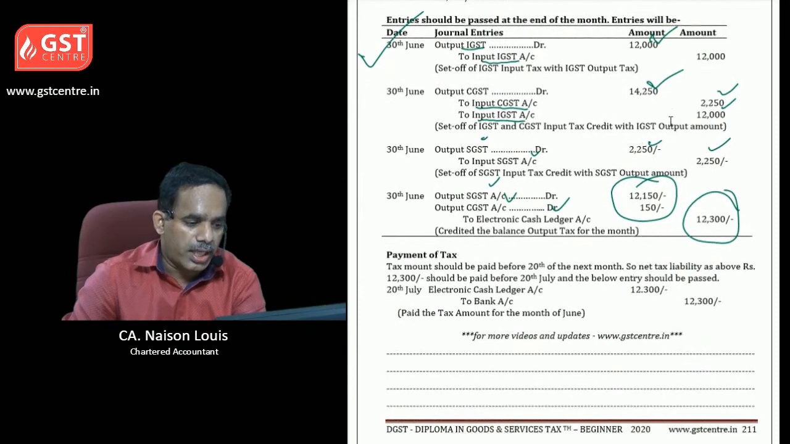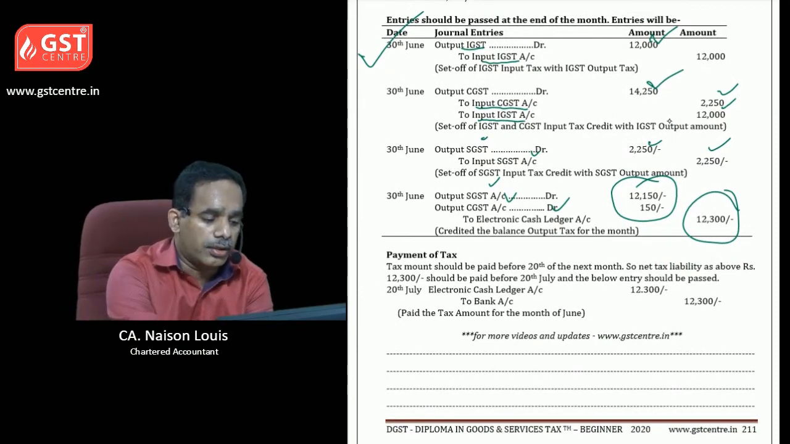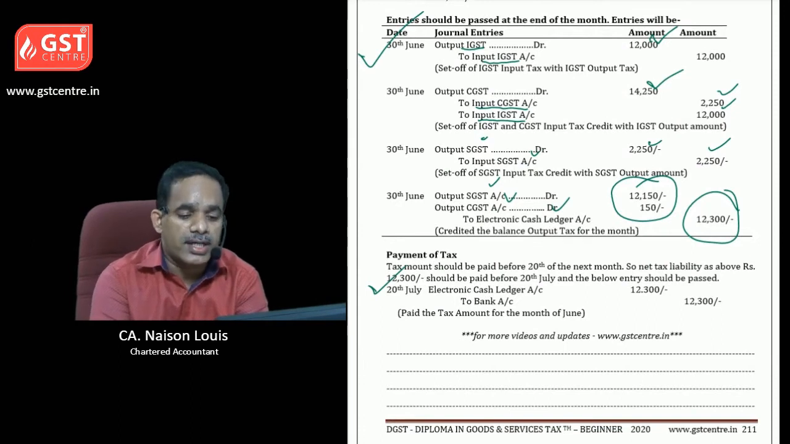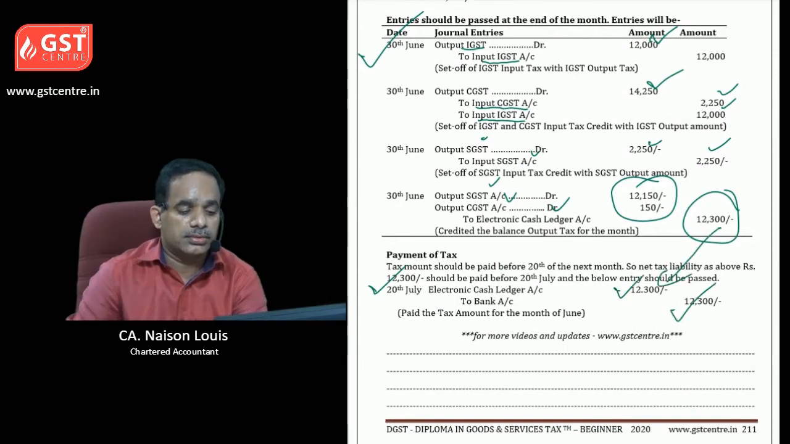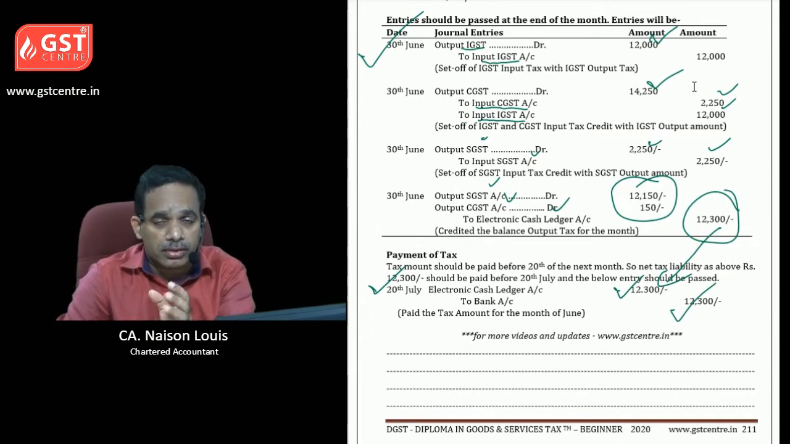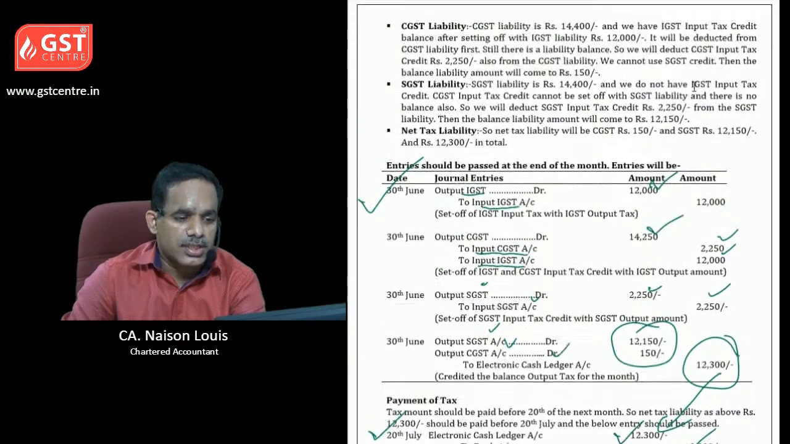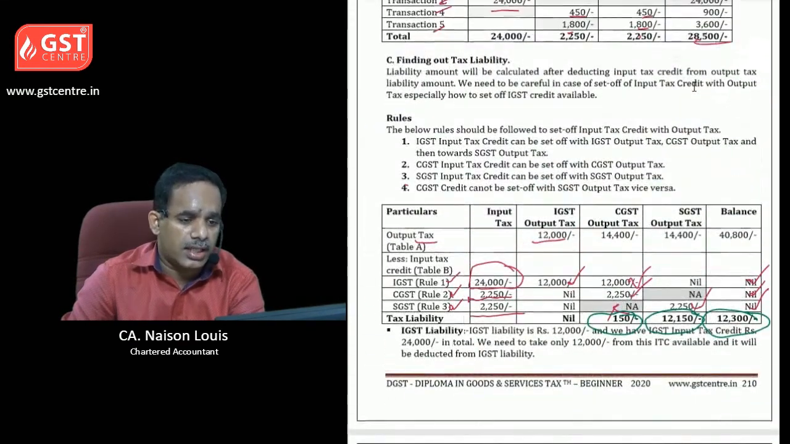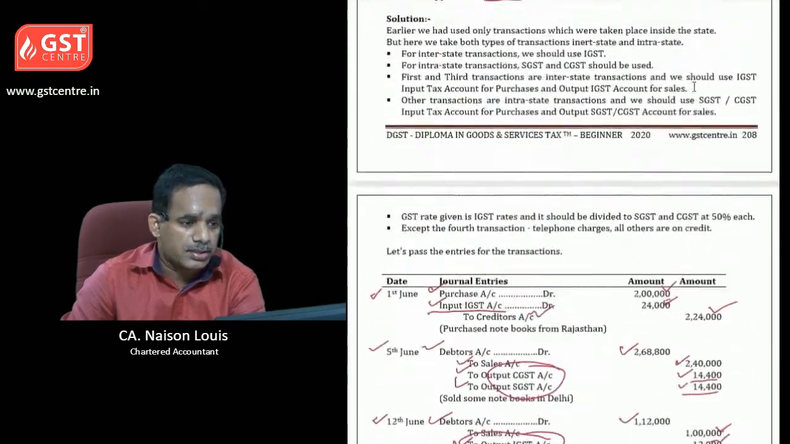Clear? Then payment of tax should be passed before or on 20th July. So what is the amount that is coming? It is 12,300. So electronic cash ledger account to bank account for payment of net tax liability. Clear? So this is how the transactions are taken and how the journal entries are passed.